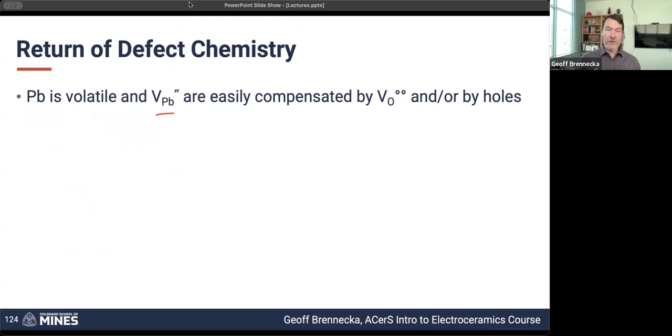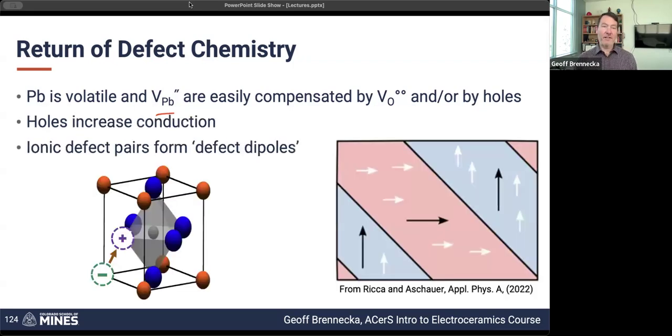So if you put a 0 on a 2+, that's essentially the same as putting a 3+ on a 4+, times 2. And so those lead vacancies can either be compensated by oxygen vacancies and/or by electron holes. Lead oxide is volatile, and we are sintering these samples at high temperature, which means we're probably nowhere near stoichiometric when we're making these things. So if you do end up with holes, they're going to increase conduction.